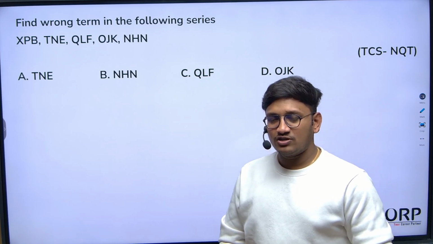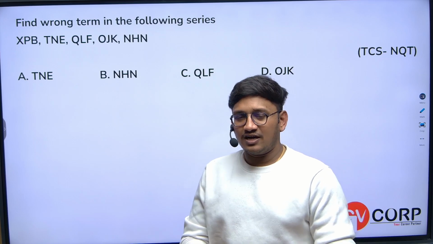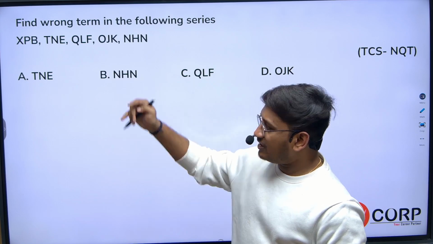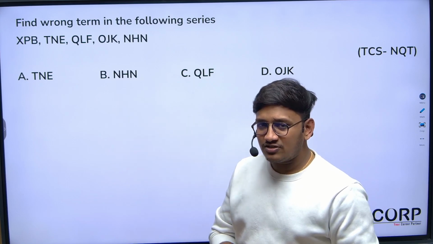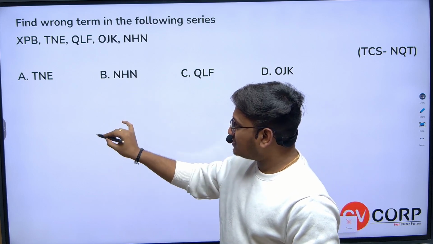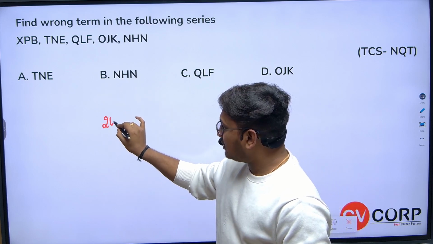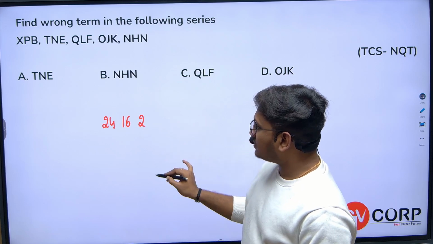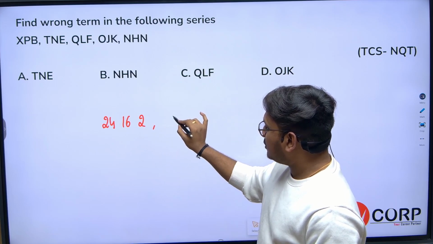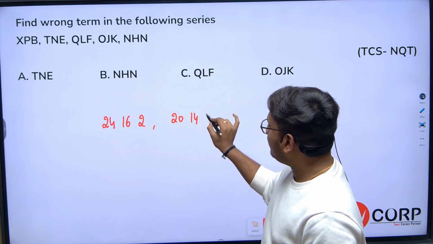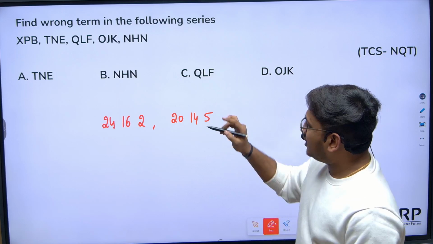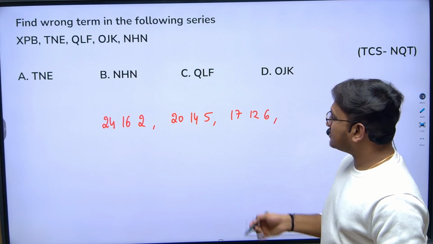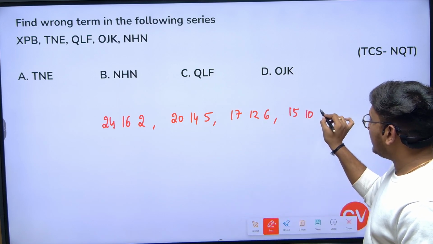knowledge of place values. If you remember the place values, you will save a lot of time. Let's say while solving this question, if I have the place values in my mind, I can directly write. X means 24, P means 16, B means 2. This is one set. Next, 20, 14, 5. Next Q, L, F: 17, 12, 6. Next 15, 10, 11.